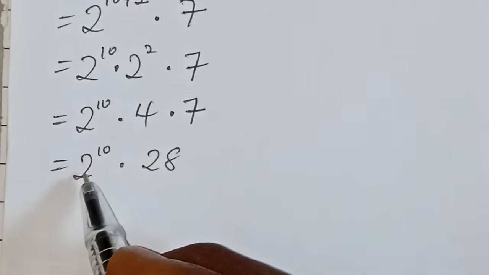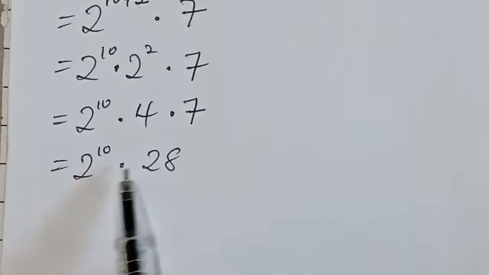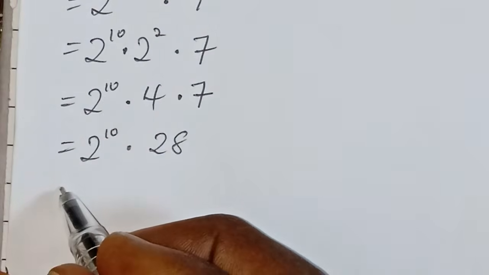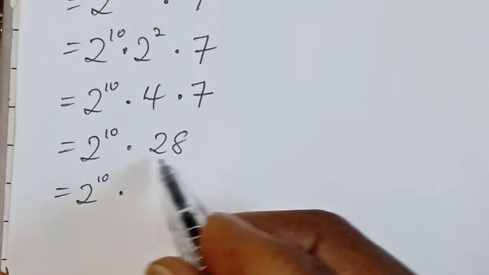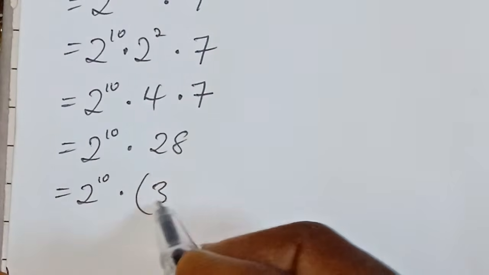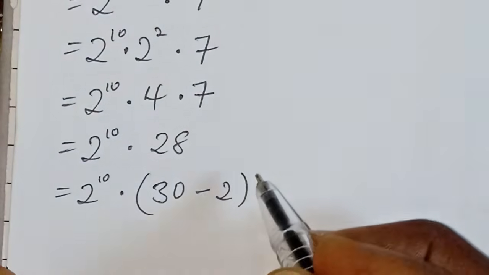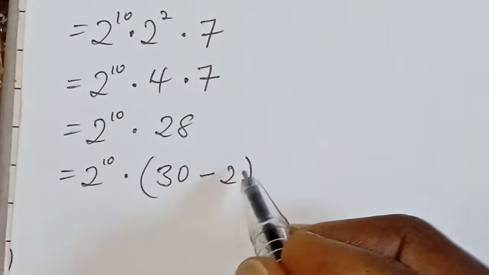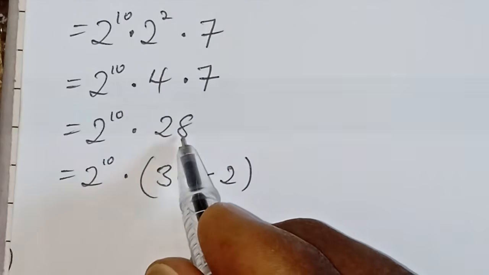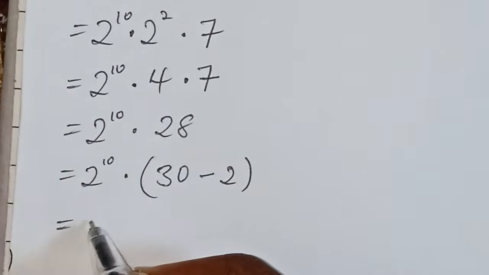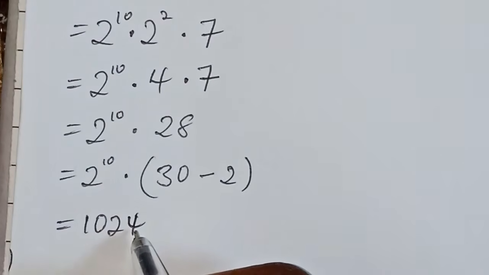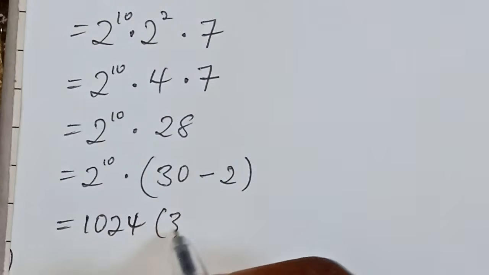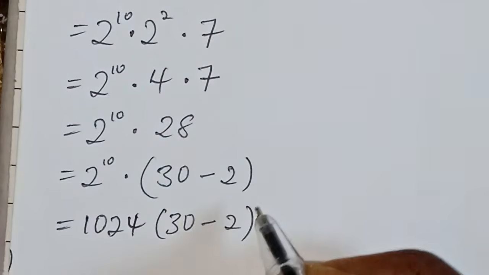Now from here, we have that this can be written as 2 raised to power 10 multiplied by 30 minus 2. 30 minus 2 will also give us 28. 2 raised to power 10 can now be written as 1024. Then into bracket 30 minus 2.